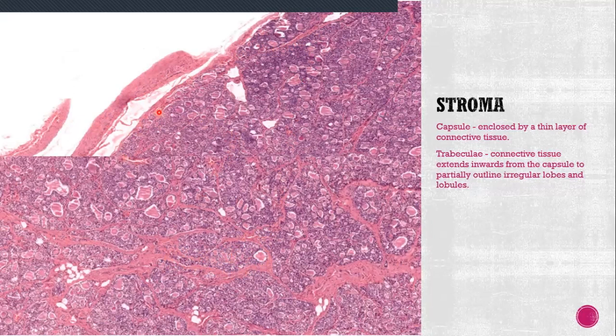So this is the capsule here, and it is sending in trabeculae. The capsule is a thin layer of connective tissue. The trabeculae are connective tissue which extends inward from the capsule to partially outline irregular lobes and lobules. So the trabeculae lobulate the thyroid gland.